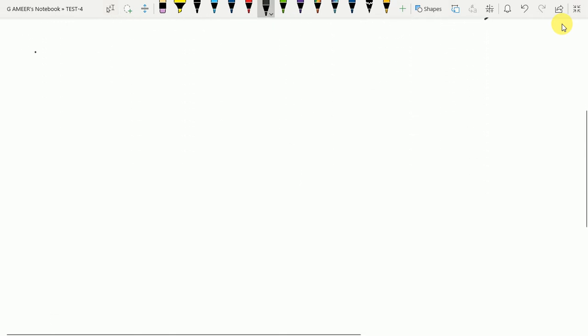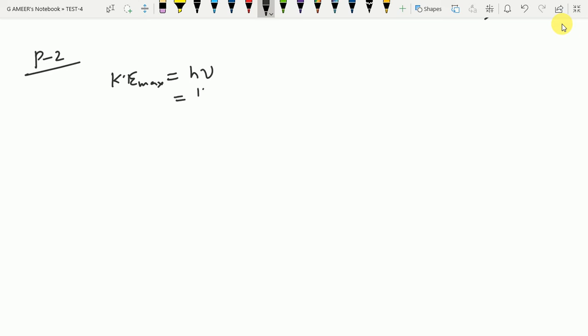The second question, P2, is as follows. The maximum kinetic energy of electrons hitting a target so as to produce X-rays of wavelength 1 angstrom. That means the maximum kinetic energy of the electrons is the same as that of the X-rays which are produced, that is h nu, which is hc by lambda. So that is 12400 divided by lambda in angstroms. That is 1 angstrom, so I'll get 12400 electron volts, that is 12.4 kilo electron volts. This corresponds to the option B.